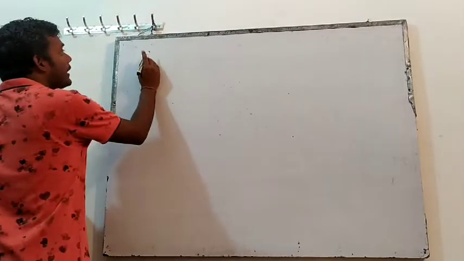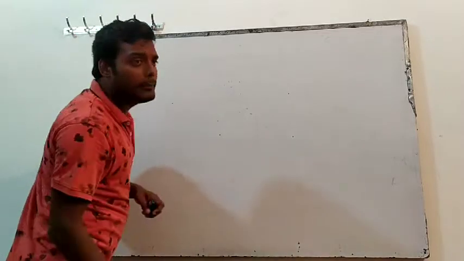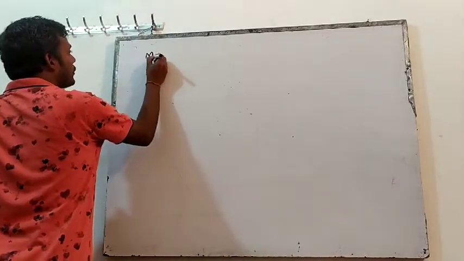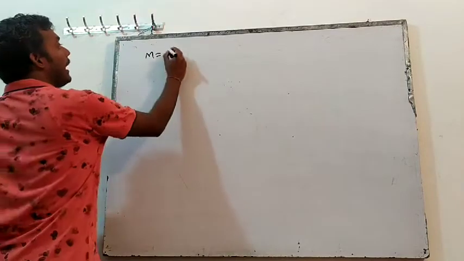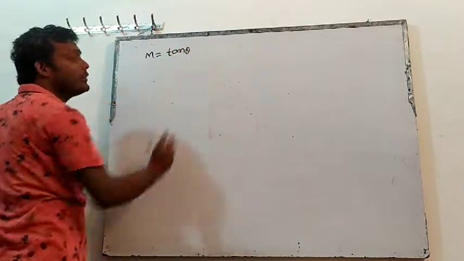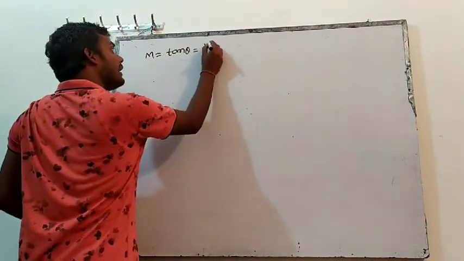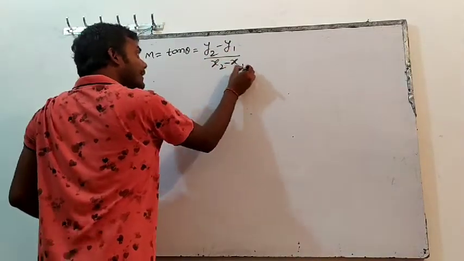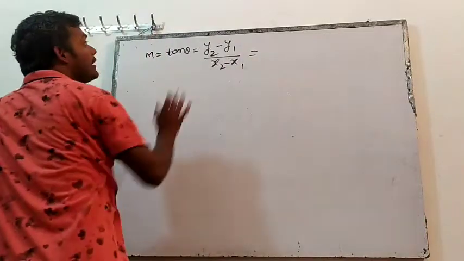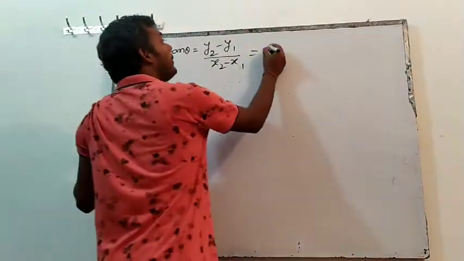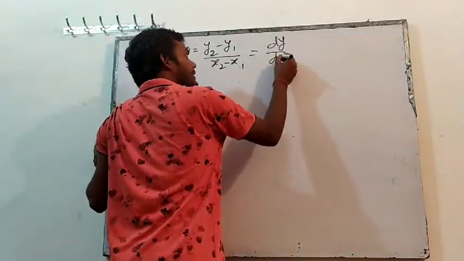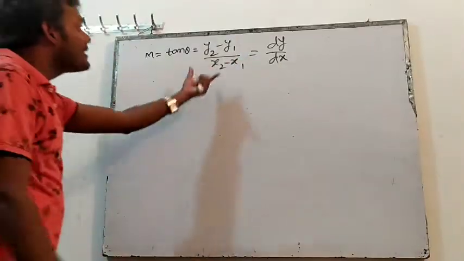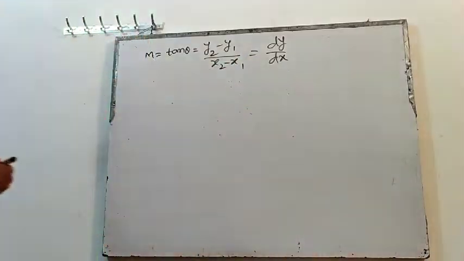Now, differentiation means when you are finding differentiation, you are finding slope. I told you slope is equal to m, and this slope is also equal to tan theta. This tan theta is also equal to y2 minus y1 divided by x2 minus x1, and this is change. If this change is small, it will be written as dy by dx. So actually dy by dx is a slope.